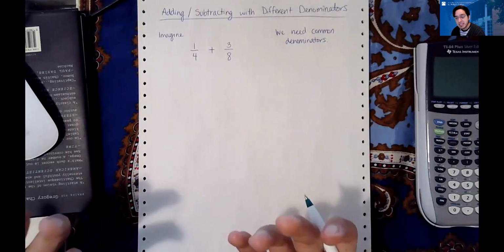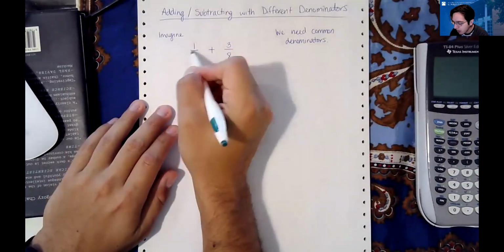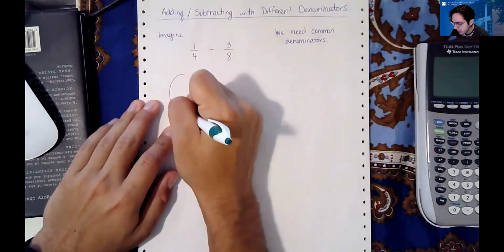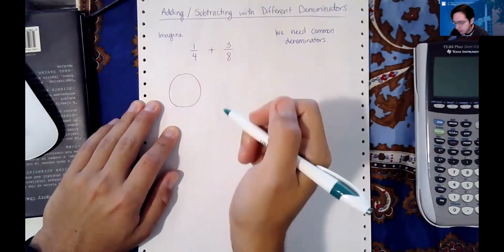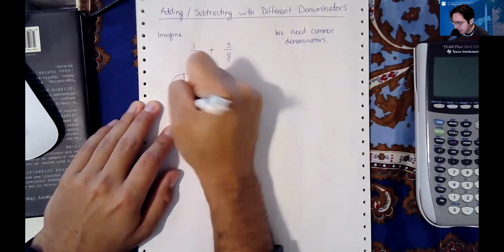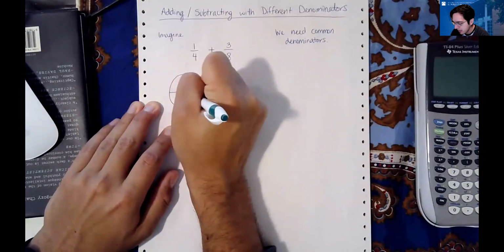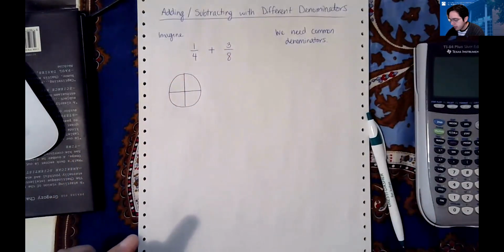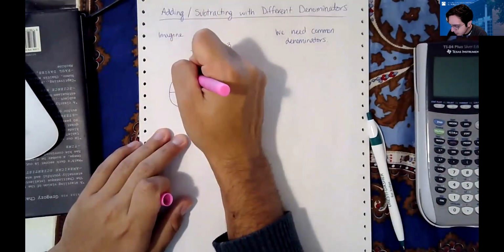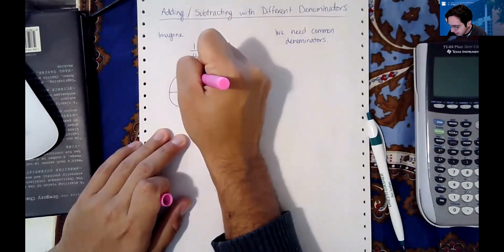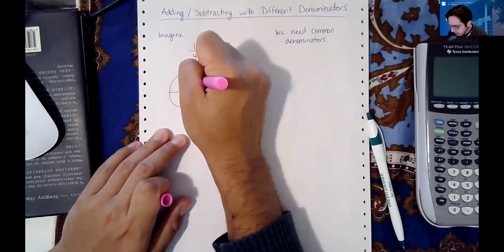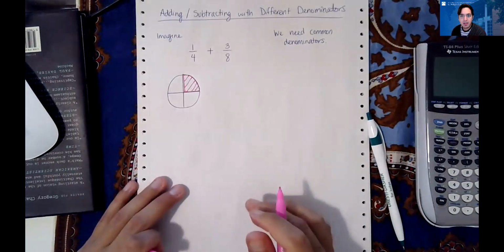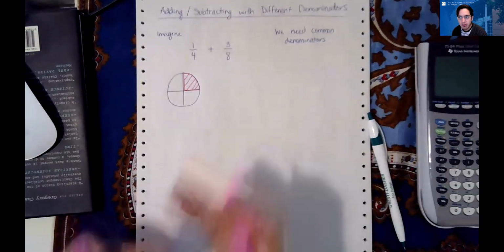So let's talk about pizzas, right? If I had 1/4 of a pizza, I could draw a pizza, right? I can just draw a circle and cut it into 4 slices, 4 equal slices. So here's my pizza cut up into 4s, and 1/4 is going to be one of those slices, right? That is 1/4 of my pizza.